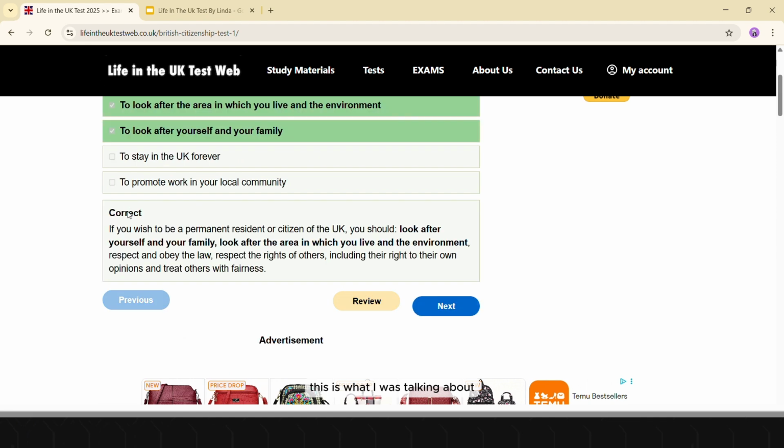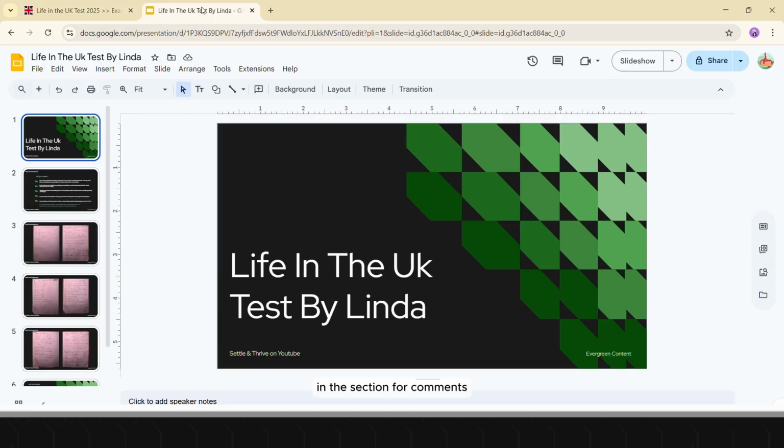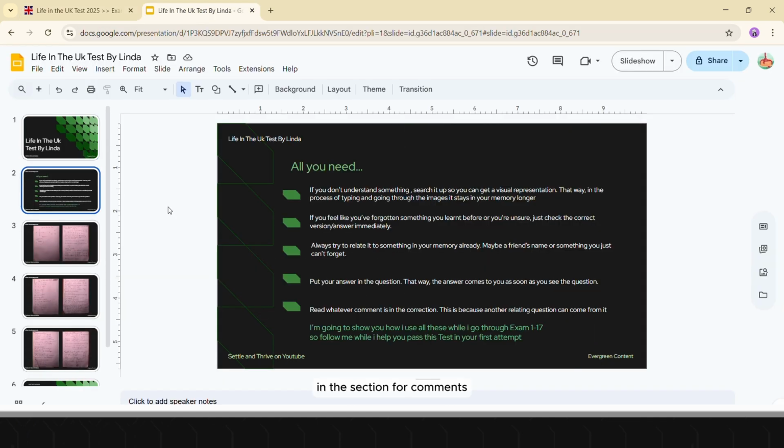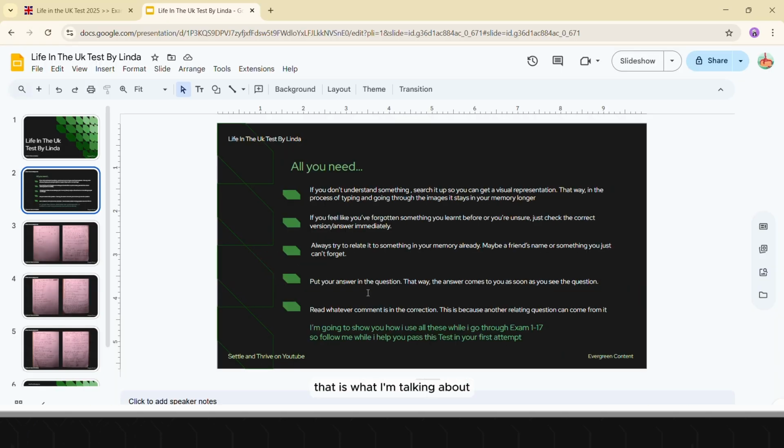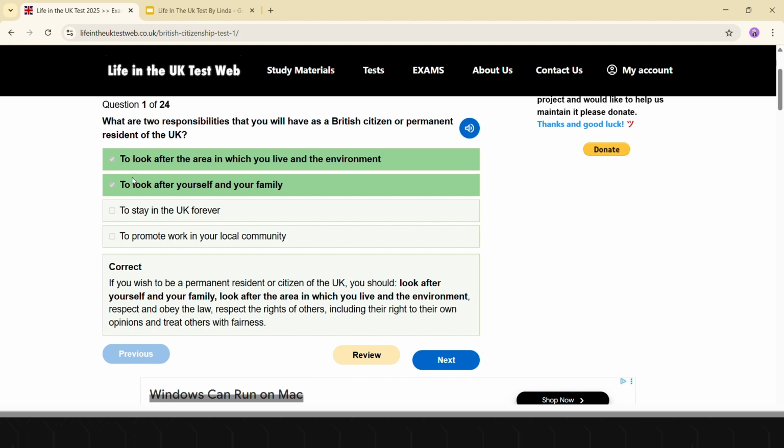And this is what I was talking about in the comments section. I said read whatever comment is in the correction. That is what I'm talking about. So let's go to the comments. This first one, if you wish to do this, do this, do this, you just read it.